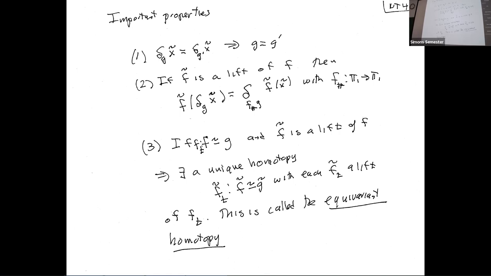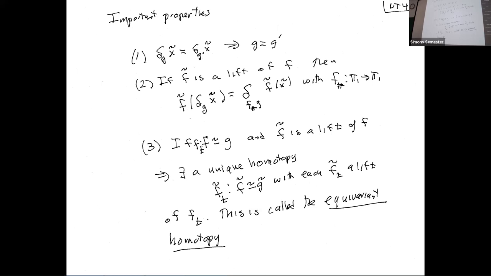So the language I'm going to use: the deck transformation is the action of pi one on the cover. They're sometimes called covering transformations or deck transformations, and the group of deck transformations is identified with pi one. That's all the language. Deck, I think, comes from the German, meaning layer or cover, I don't know. I always think of it as in an apartment building, everyone has their own deck, so it's like sitting above a covering space. And this will also be important for a later definition.